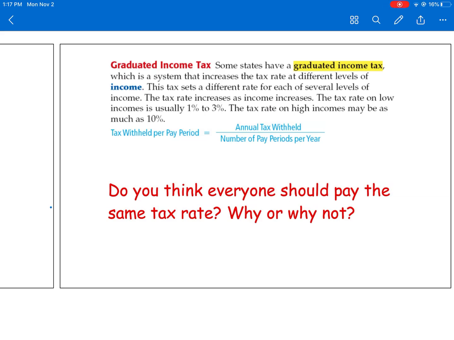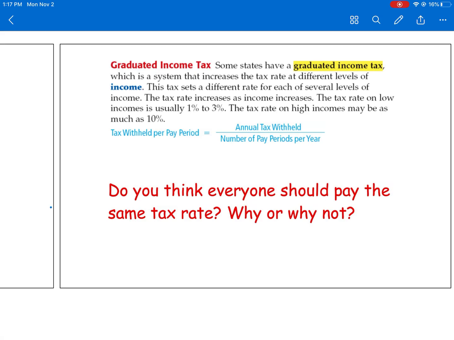as much as 10%. Okay, so when I'm doing this, this is going to be very similar to what we did in section 1.7 with graduated commission, where you had each of those different levels. And as my sales increase, so did what I earn. Well, this is very similar. As how much I earn increases, the more I am taxed.